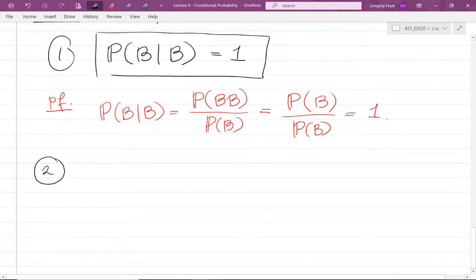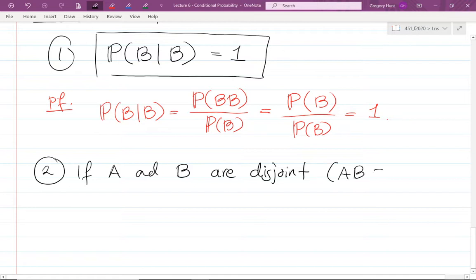Another fact. If A and B are disjoint, so can you recall what disjoint means? Disjoint means that the intersection is empty. That is, they are mutually exclusive, is how we think about it in layman's terms. They cannot co-occur. If A occurs, B can't happen. If B occurs, A can't happen. Why do we know that? We know that the probability of A and B happening is the probability of the empty set, which we proved in, say, lecture 2 or so. That's zero.